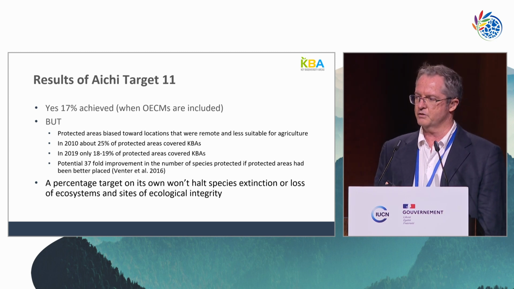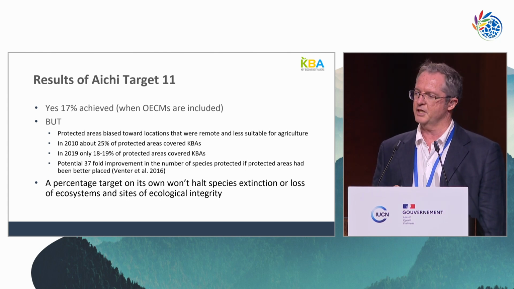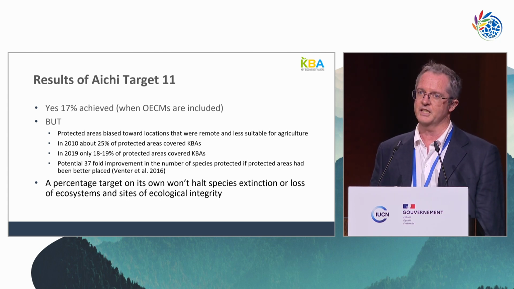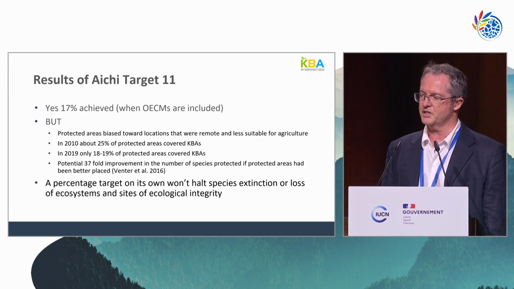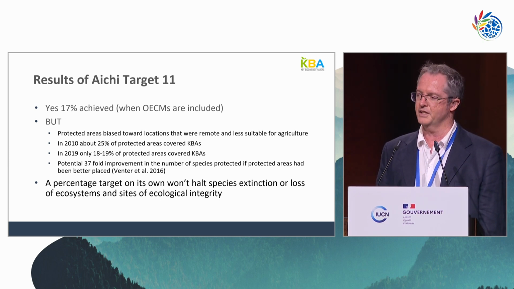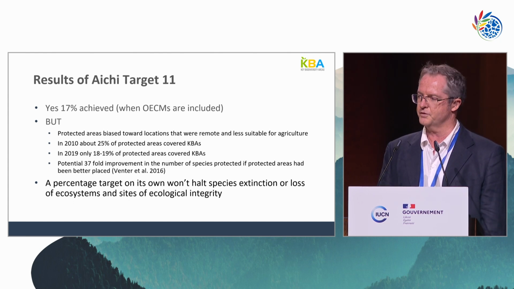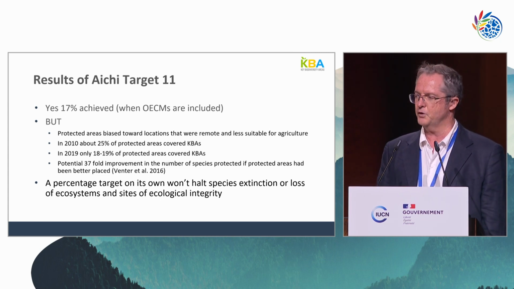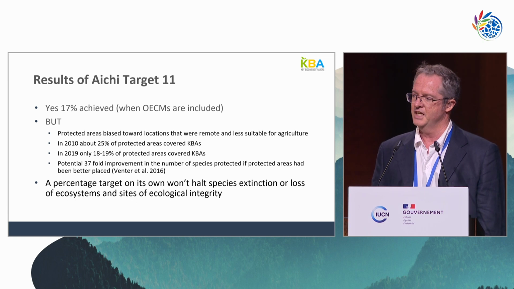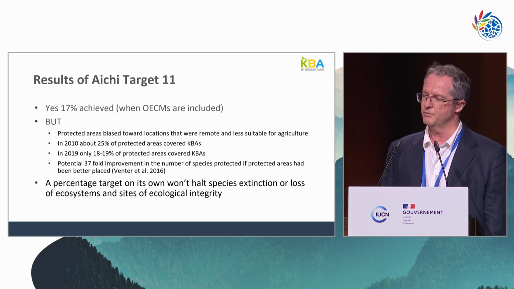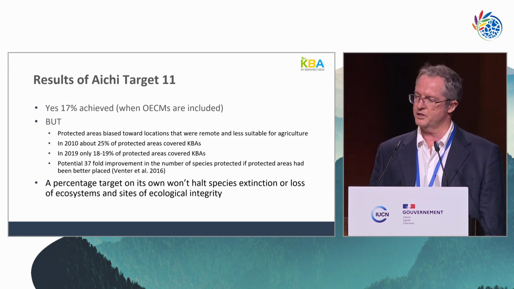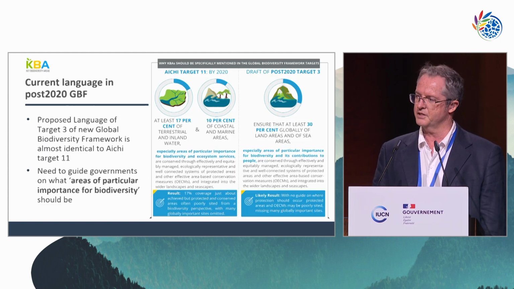And the science is also showing that in 2010, about 25% of protected areas covered KBAs, and now only about 18 to 19% of protected areas cover KBAs. So actually, it's showing that protection isn't necessarily targeting these key biodiversity areas, which are sites of importance for global biodiversity. And another study showed that there could have been a 37-fold improvement in the number of species protected if places had been better sited when the protected areas had been sited. So a percentage target on its own won't necessarily halt species extinction.